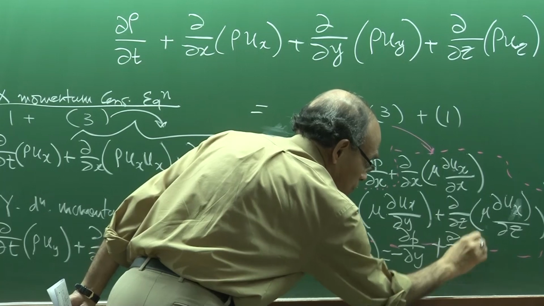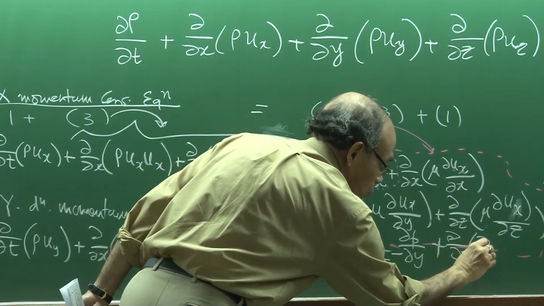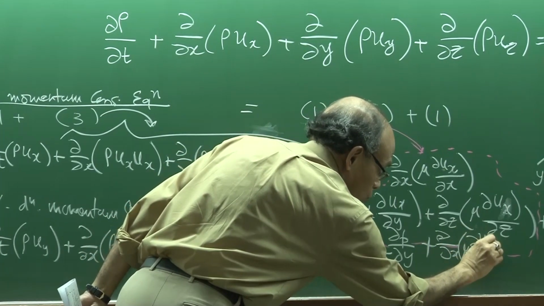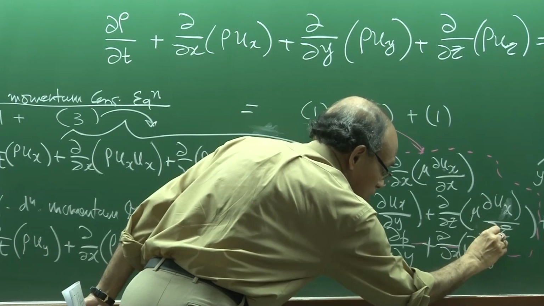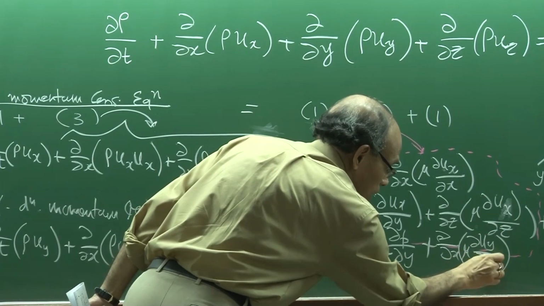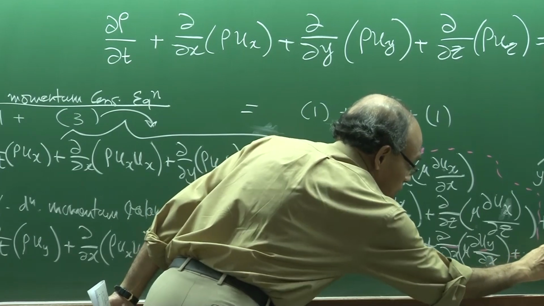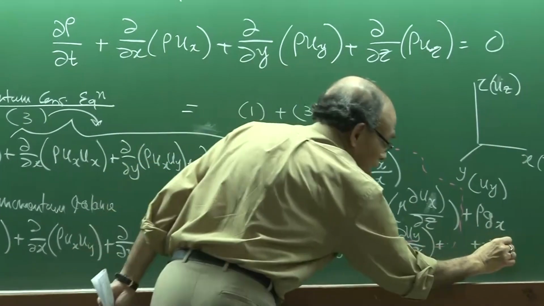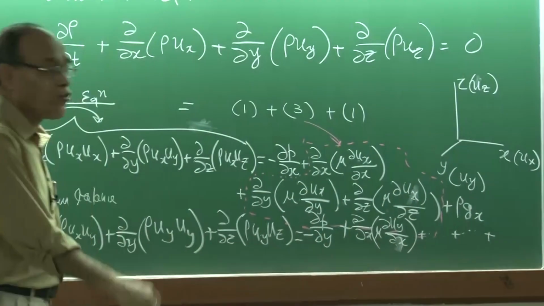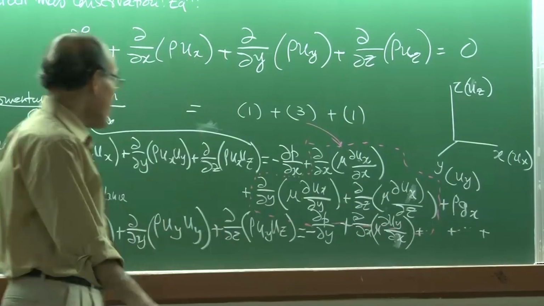So, I will write mu d uy dy. This is the first term, sorry, this is x, and then we have the second term, then we have the third term, and then we have the components of the gravity force. Of course, the gravity force terms will vanish.